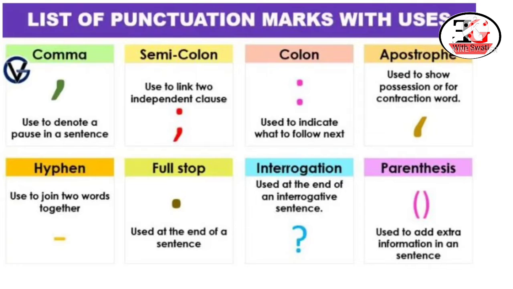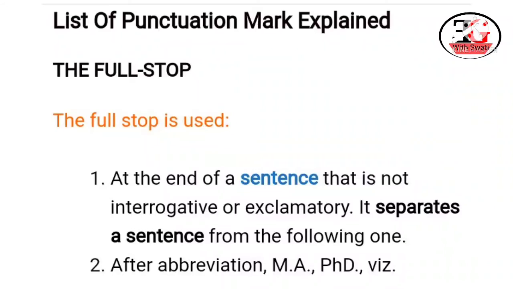Next, full stop. Full stop is used at the end of a sentence. Next, interrogation. Interrogation is used at the end of interrogative sentences. Next, parenthesis. Parenthesis or bracket is used to add extra information in a sentence. These are the uses of punctuation marks. Next, explanation of punctuation marks.